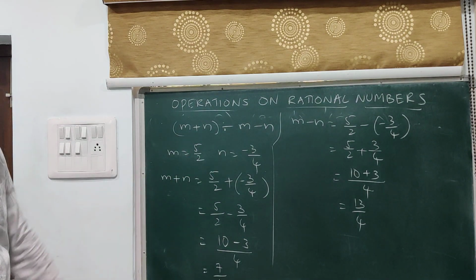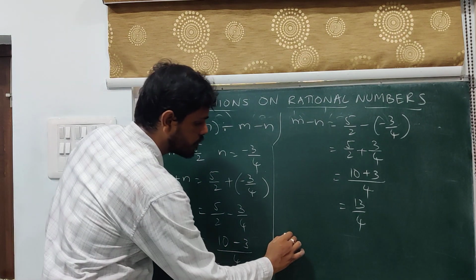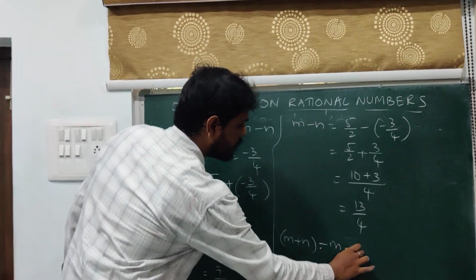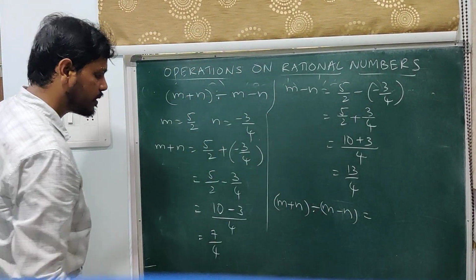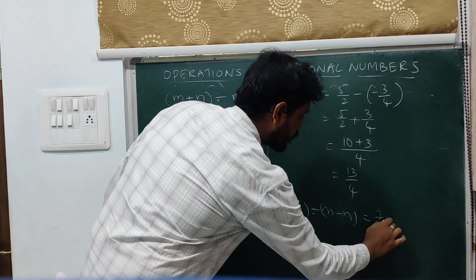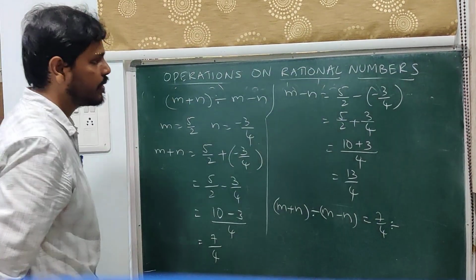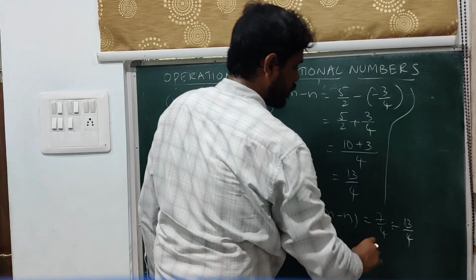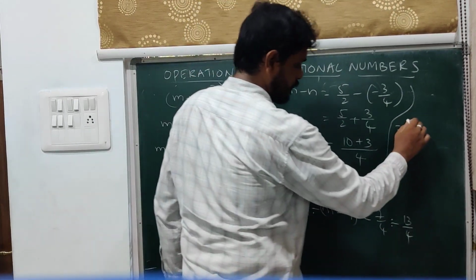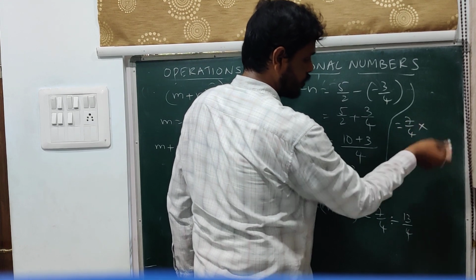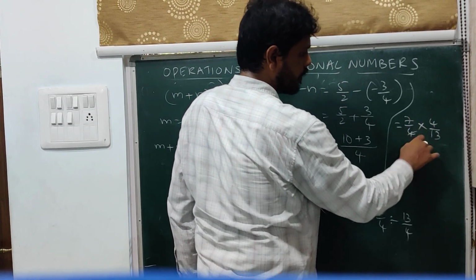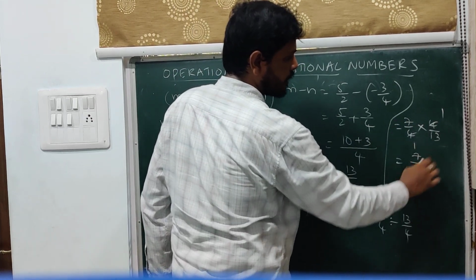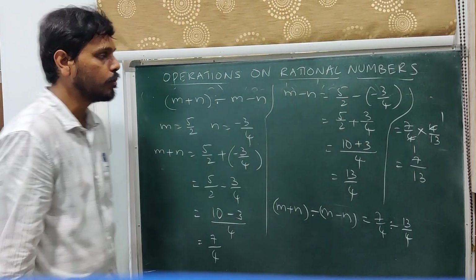Now we need m plus n divided by m minus n. So this is what we need to write. m plus n is 7 by 4, m minus n is 13 by 4. So I'll do it also. Convert this division into multiplication, that is 7 by 4 into 4 by 13. 4 ones are 4, 4 ones are 4. Now multiply this. 7 ones are 7, 1 13s are 13. So that is the way to go.